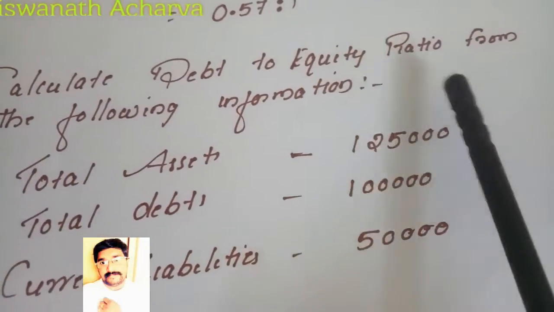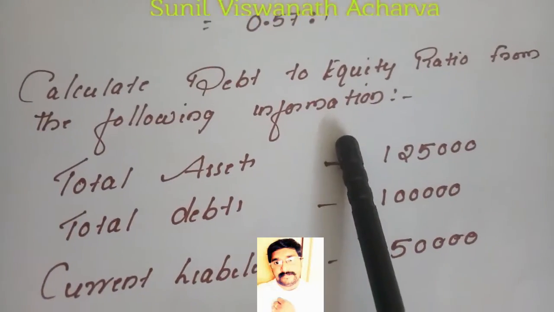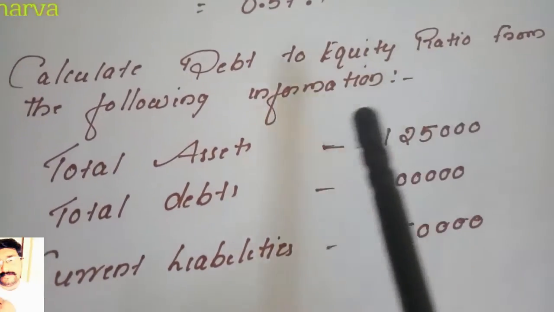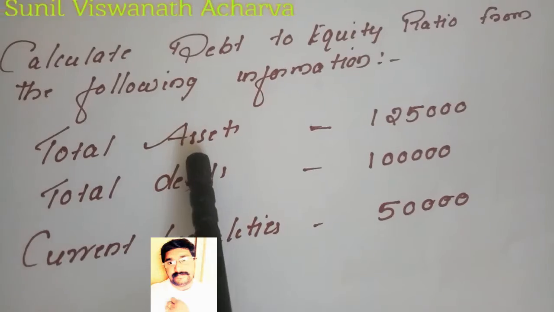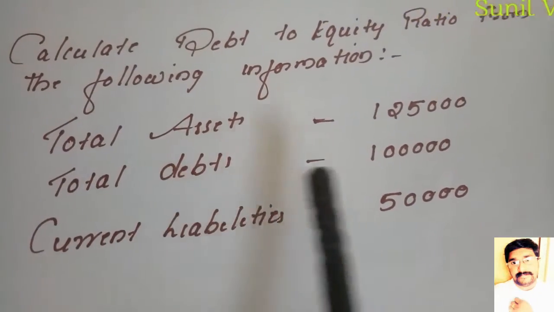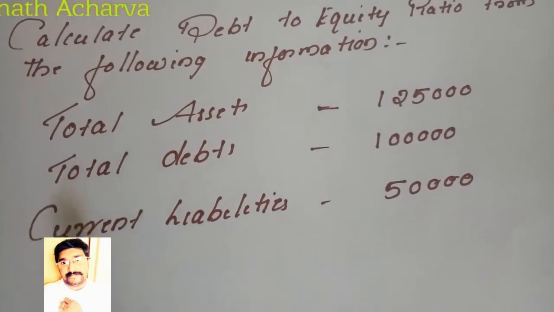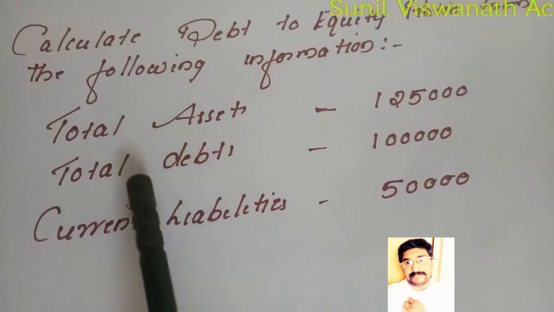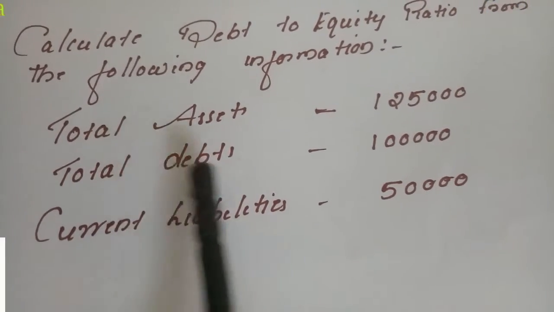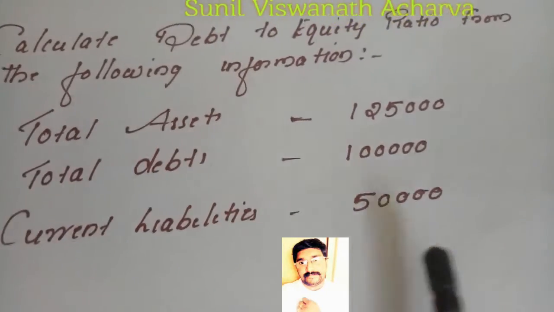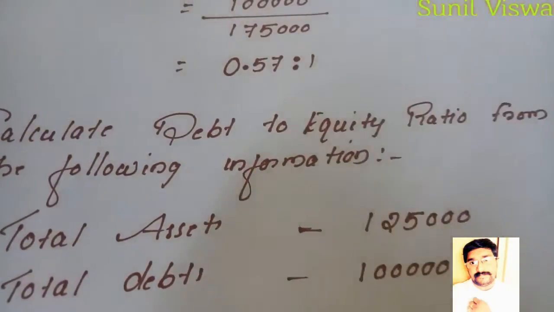Calculate debt to equity ratio from the following information. Okay, we have to calculate debt to equity ratio. Information given: total assets is 1,25,000, total debt is 1 lakh, current liabilities is 50,000. Total debt includes long term and short term debts. Current liability means short term debt. Now we have to calculate the debt to equity ratio.